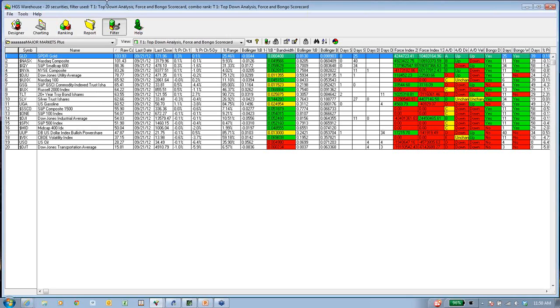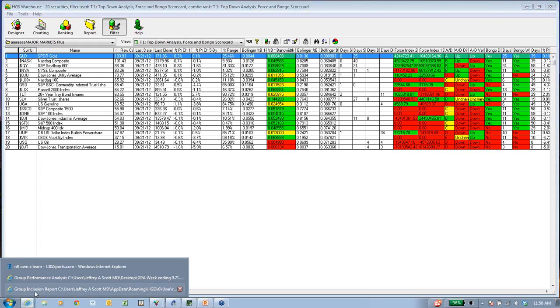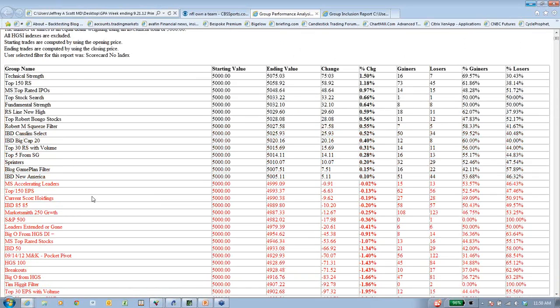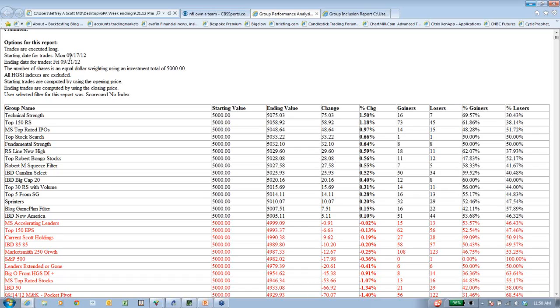Now, I also like to look retrospectively at how the week went. And for that, I use what's called a group performance analysis. What I've done is I've taken a number of lists of stocks that I like to follow, and I assumed I bought them on Monday, sold them on Friday, bought $5,000 of each one, and I've excluded HGSI indexes.